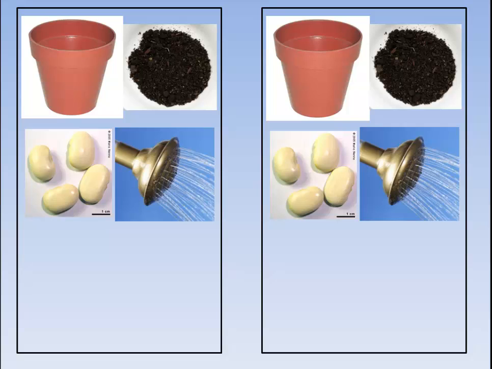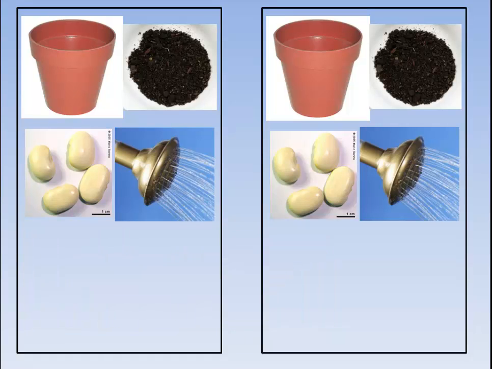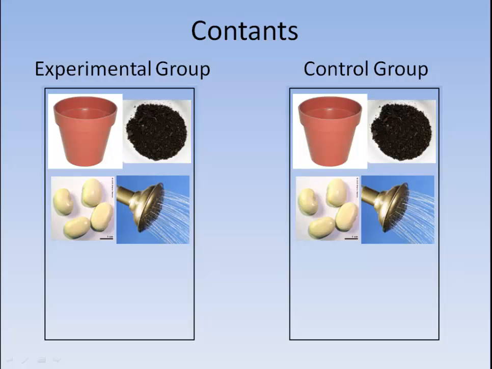If we look at the two groups and take away the independent variable, they should be exactly the same. For an experiment to be valid, the only difference between these two groups should be the independent variable. So the things that are exactly the same between the experimental group and the control group, we call the constants. Right? So the pots, the soil, the seeds, the water, those are all constants because they're the same between each group.